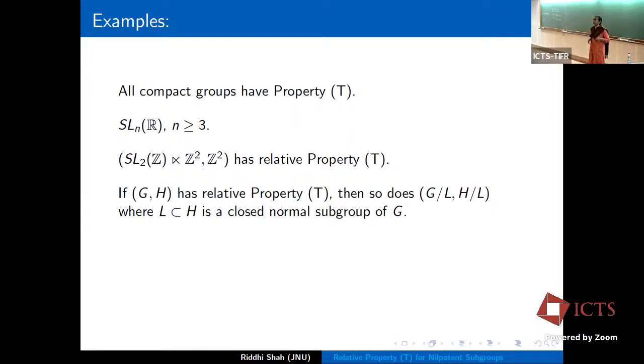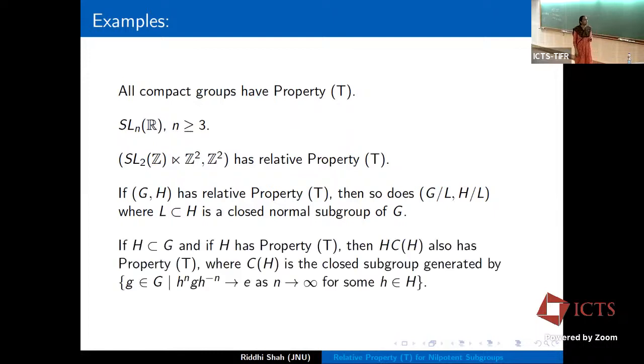For the quotient, you can get it easily, because if you take a unitary representation of the quotient, you can extend it to a unitary representation of G by just taking the projection map and composing it, right? So you can do that. And if H is a subset of G and H has property T, then by Mautner's phenomenon, you can show that HC_H also has property T, where C_H is the closed subgroup generated by the contraction groups of these h belonging to H, which is defined like this: the set of g in G such that the conjugation action h^(-n) g h^n converges to identity as n tends to infinity.